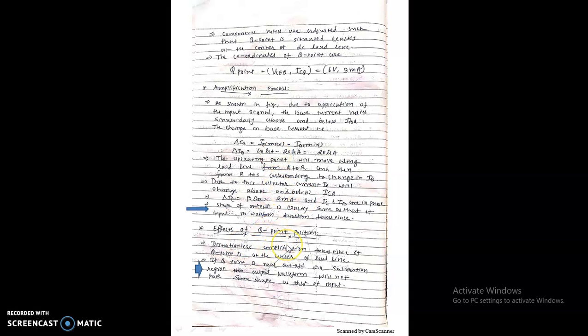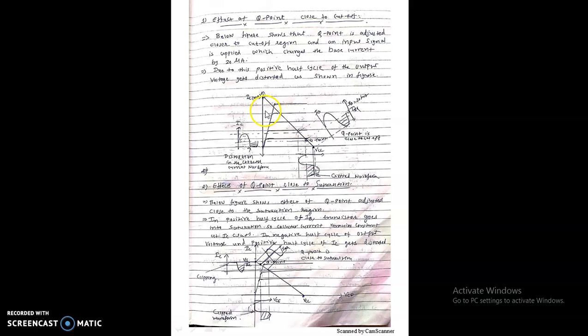What are the effects of Q point position? From the two different cases you can see the effect of the Q point close to cutoff. Here it is near cutoff. Due to this, the positive half cycle of the output voltage gets distorted. And in the other case, the effect of the Q point close to saturation: here the negative half is distorted. So in both cases we are not getting a proper signal.